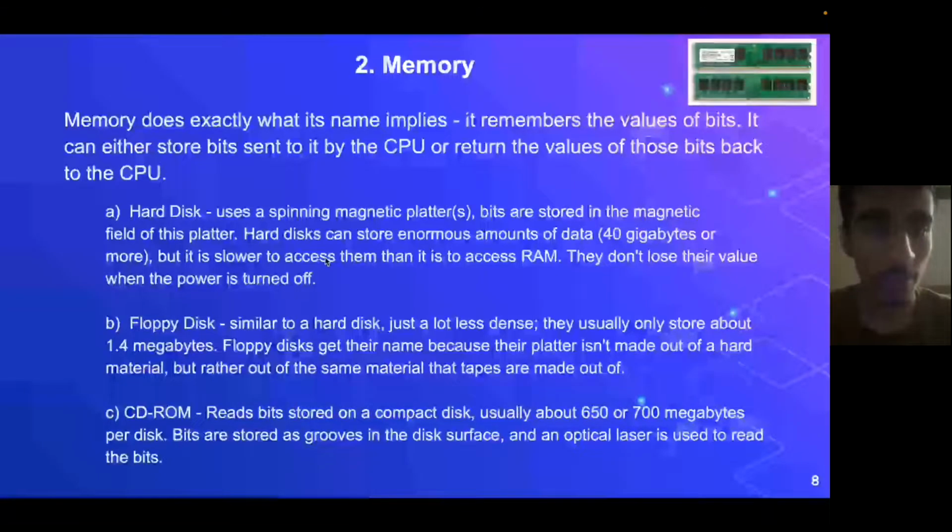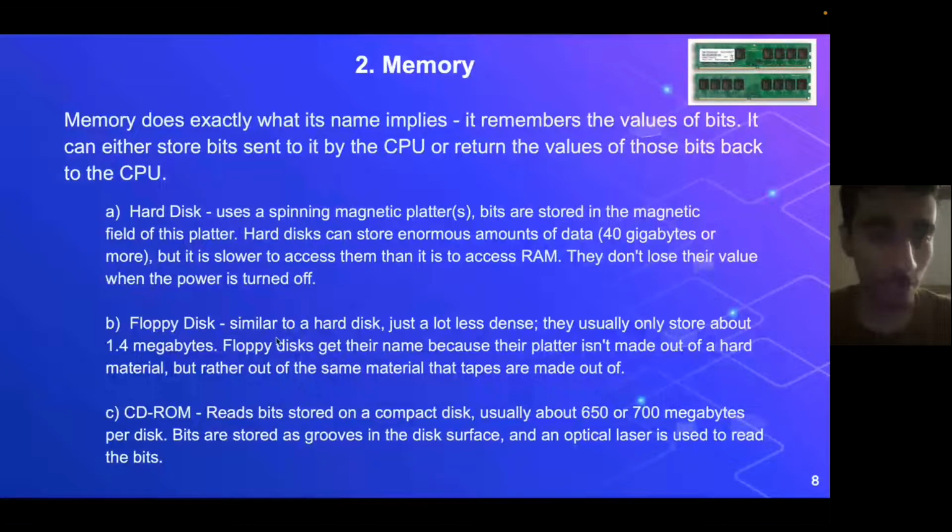Second is memory. Memory does what its name implies. It remembers the values of bits. It can either store bits sent by the CPU or return the values of stored bits to the CPU. First is the hard disk, which uses spinning magnetic platters. Bits are stored in magnetic fields on these platters. Hard disks can store enormous amounts of data, 4 gigabytes or more, but they are slower to access than RAM. They don't lose their values when the power is turned off.